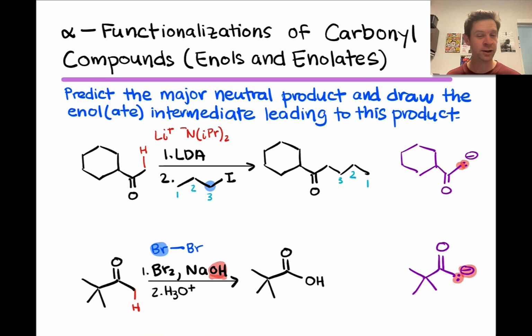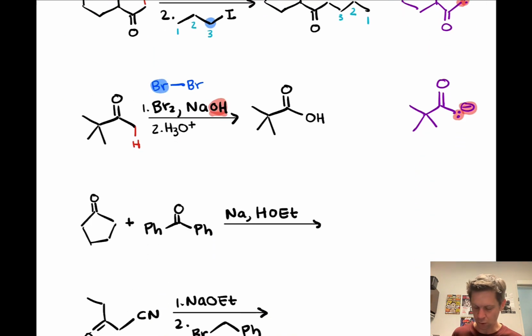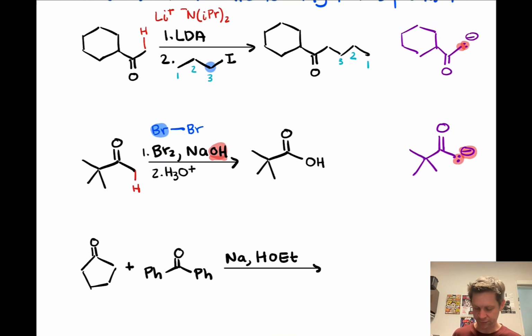So this halogenation under basic conditions, if we've got a methyl group around, this will go all the way to the corresponding carboxylic acid due to the ultimately profound oxidation that's induced by this Br2 reagent and the electronegativity of bromine. All right, here now we have cyclopentanone combined with benzophenone in the presence of sodium metal and ethanol.